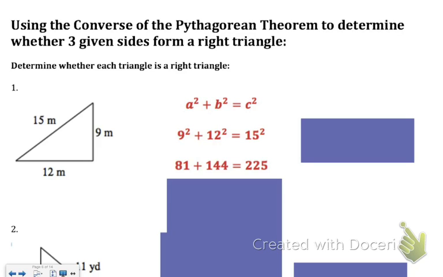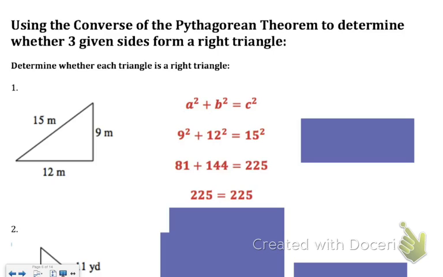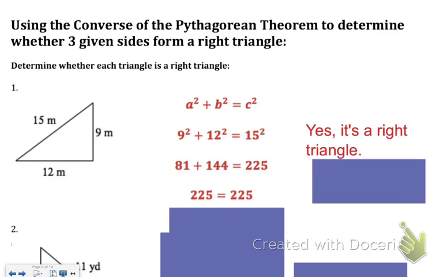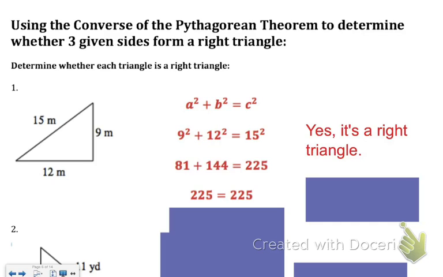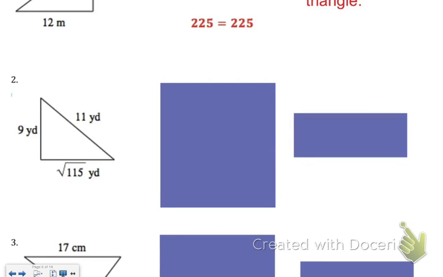So remember, if the sum of the areas of the smaller two legs adds up to the area of the hypotenuse, then we have a right triangle. And in this case, 225 is equal to 225. So yes, it is a right triangle. Let's look at one more example before you practice the third one on your own.